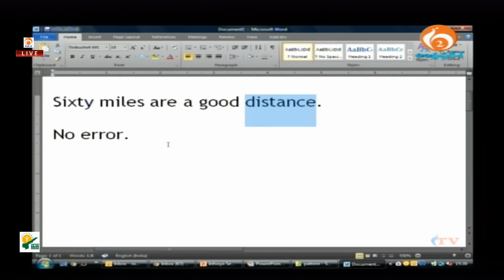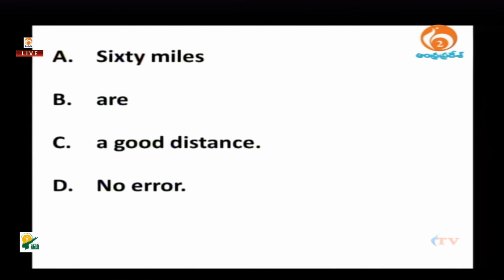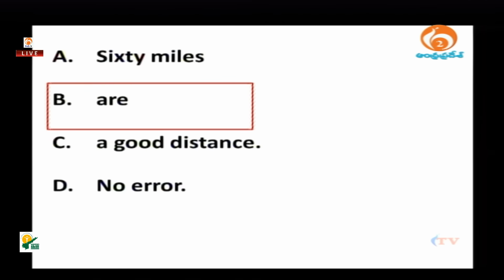So, as far as subject verb agreement is concerned, if the subject is singular, you will use a singular verb. So, my subject is singular. So, this has to be is. 60 miles is a good distance. Distance cannot be plural. So, my correct answer is, or rather the stem where there is a mistake is are. It should be 60 miles is a good distance.